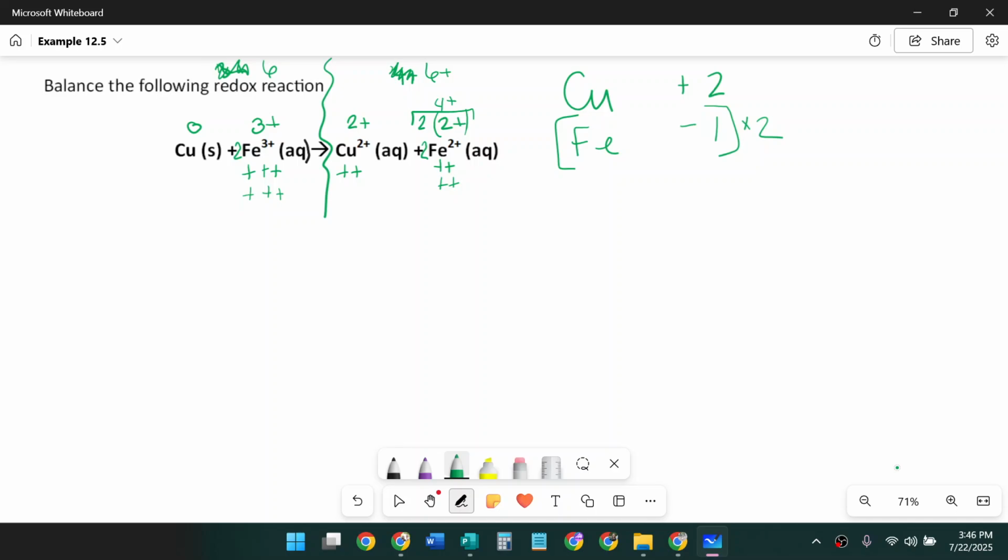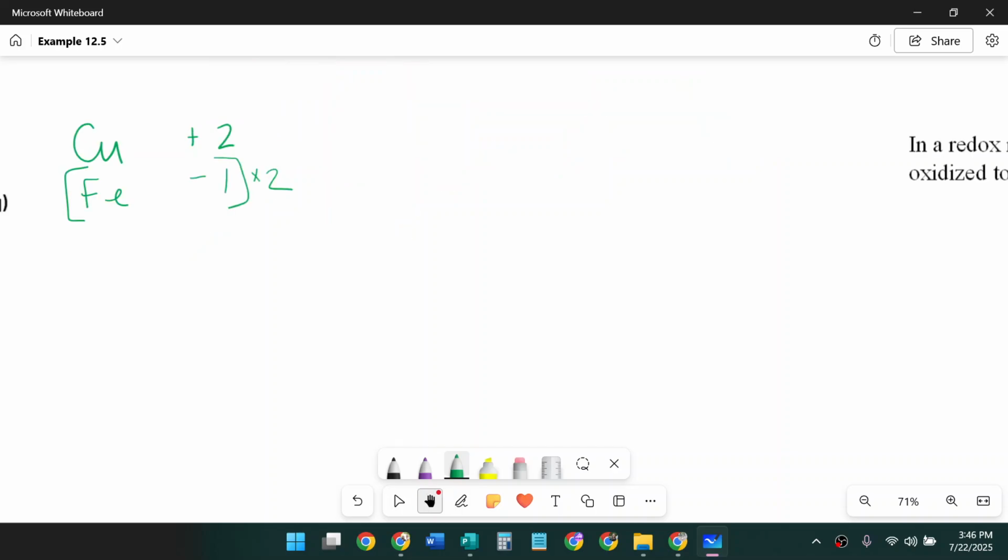And so you can see that we have just as many plus signs on this side as we do plus signs on this side. And we can see that not only are we balanced in that we have 1 copper atom on this side and 1 copper on the other side, 2 irons on this side, 2 irons on that side, but we also have the charges being balanced on each side. Okay, so let's look at the other one.